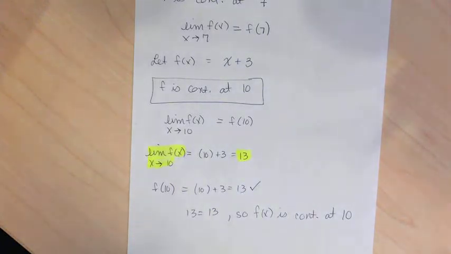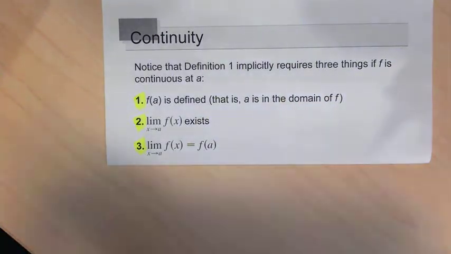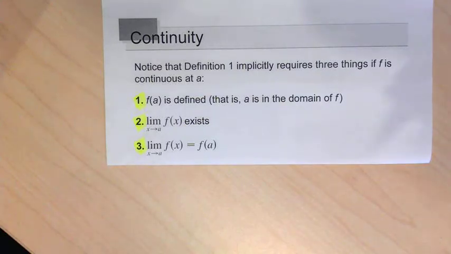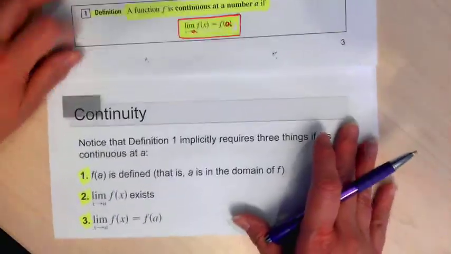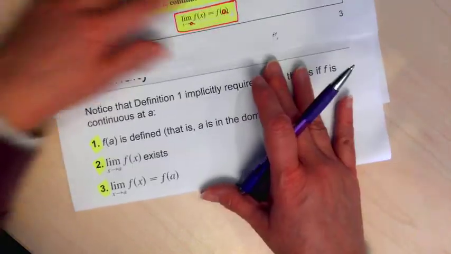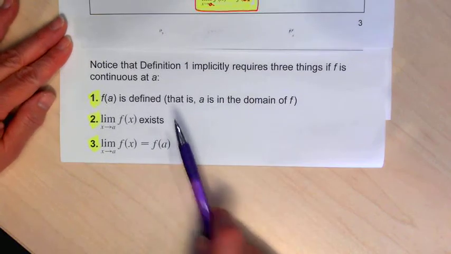It may seem easier to understand this definition when we move on and look at some functions that are not continuous. But for right now, let's pull out what three things that definition is implying. Let me put the definition back up. For a function being continuous at number a, it really implies these three different pieces.